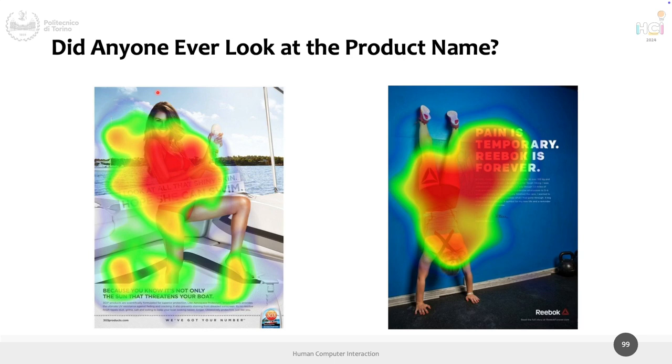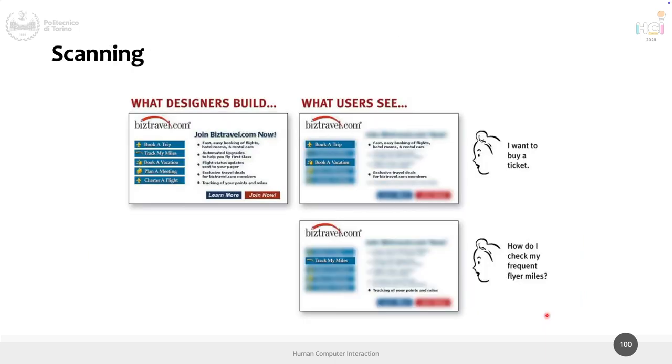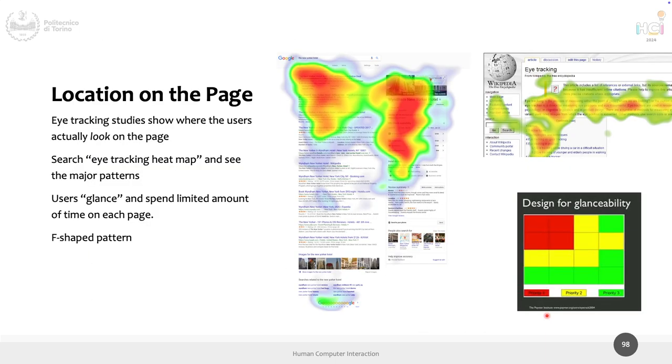No one. So if you put some important information here and you want people to look there, in this case it was the brand, which is sort of important as information for them, nobody looks at that. Nobody. They look at the colors, they look at the pictures, they look at people, etc. So this is an experiment, just briefly.